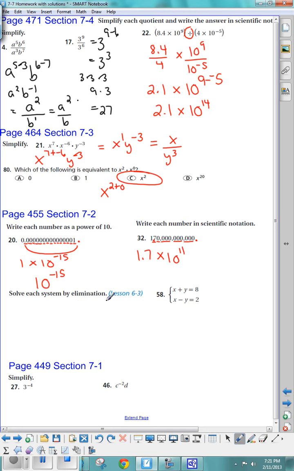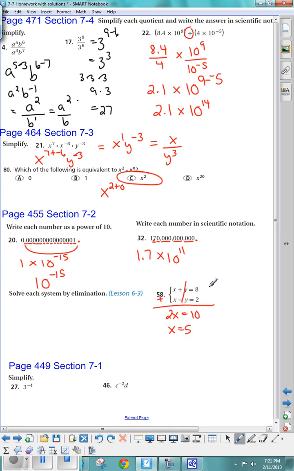On number 58, you're solving that by elimination. The nice thing is the y and the negative y have a positive 1 and a negative 1 in front of it, so I can just add these together and say 1x plus 1x is 2x. Y plus negative y gets eliminated. 8 plus 2 is 10. Divide each side by 2, and I get x equal 5.